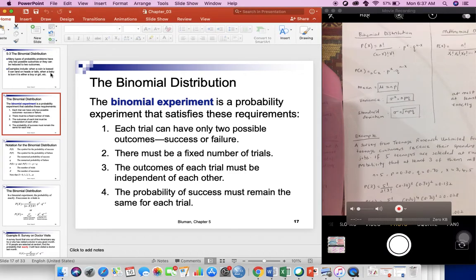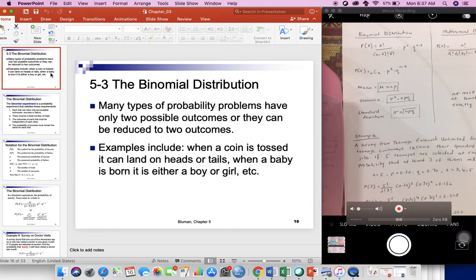Okay, let's continue with binomial distributions. What are binomial distributions? They are probability problems that have two possible outcomes, or can be reduced to two outcomes. Okay, examples of the two possible outcomes.